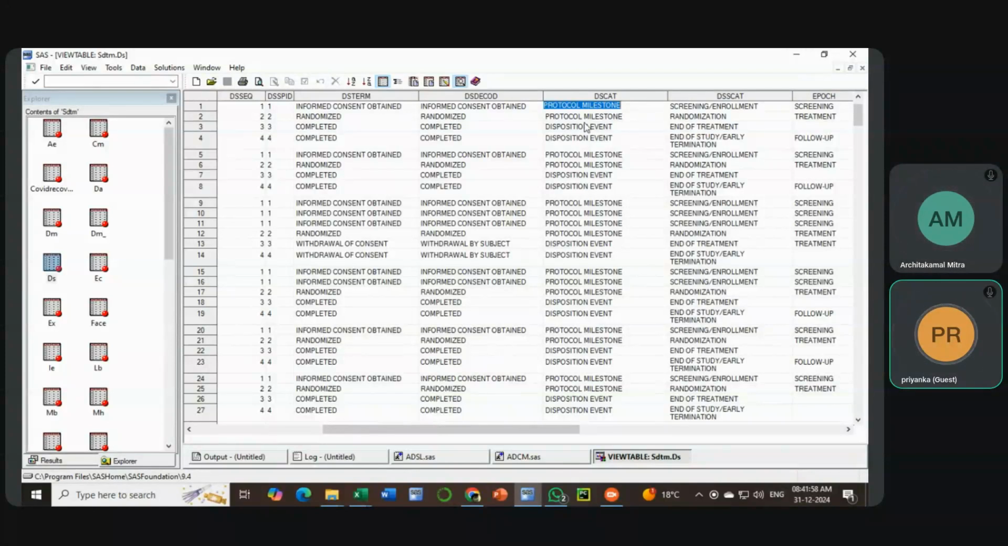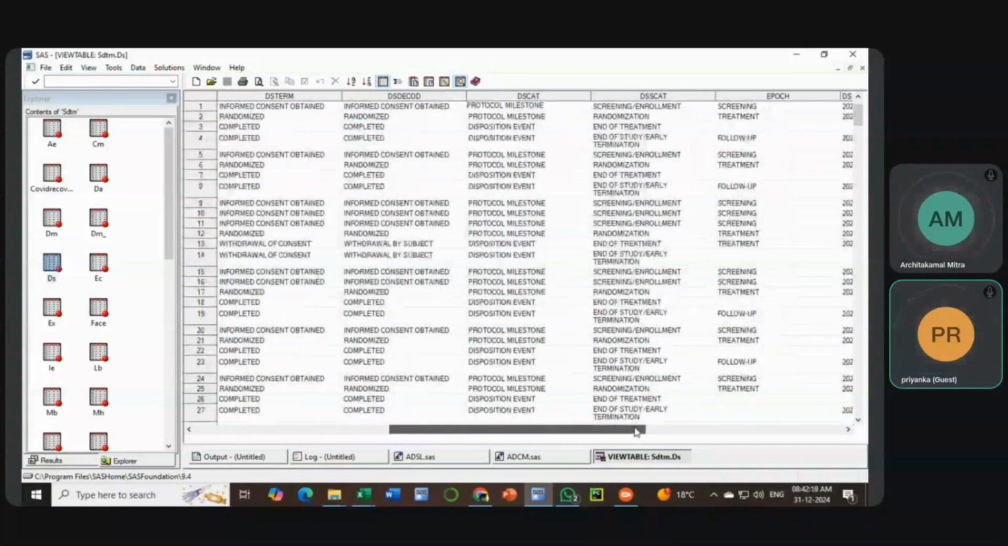Then comes disposition event. In disposition event, what do we have? One is end of treatment: treatment got ended, study completed. On the bigger scale, what are the epochs? Protocol milestone comes under screening and treatment. For disposition event, we have follow-up: end of treatment, early termination. It comes under the greater epoch, follow-up. Remember, we have split the study into three main phases: screening, treatment, follow-up. Within disposition, we have protocol milestone and disposition event.